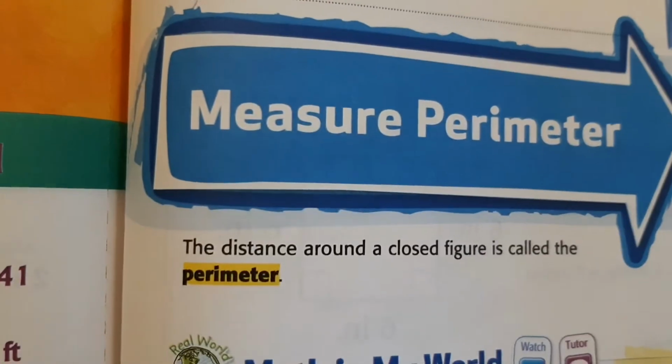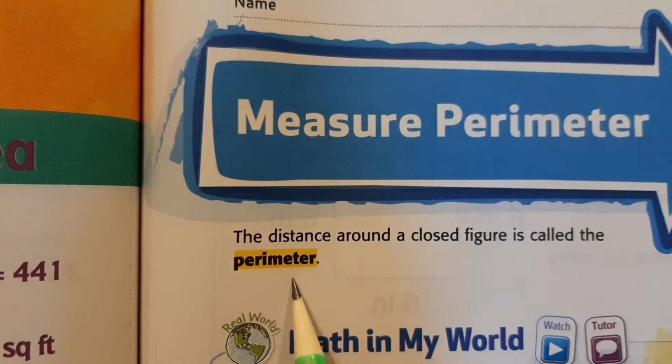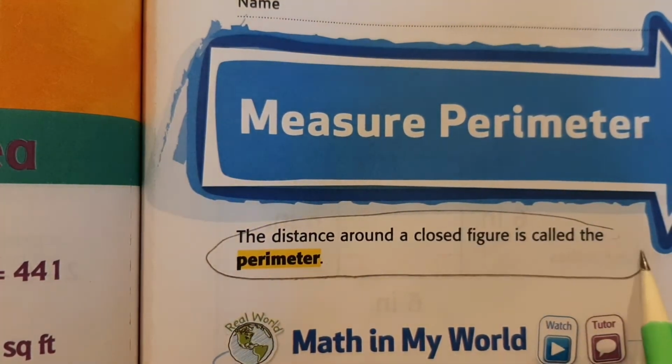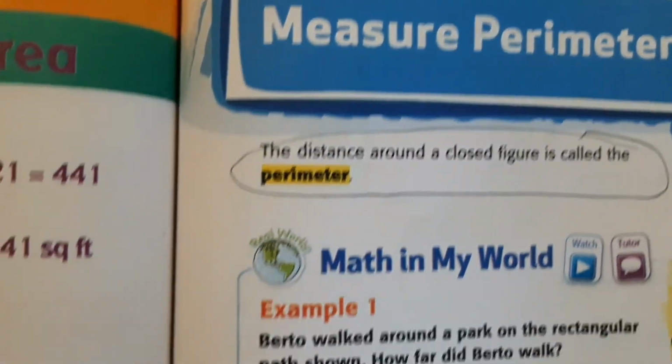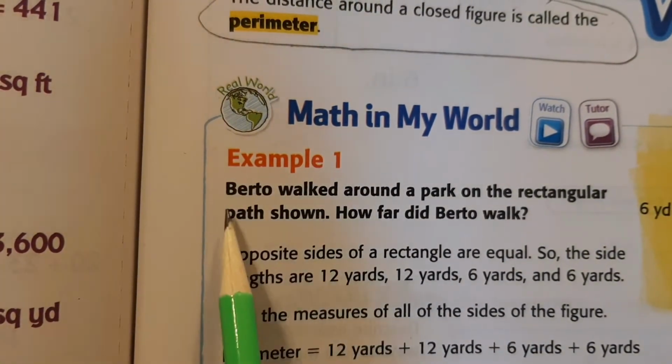Let's take a look at our book. We are on page 825, measuring perimeter. And here it says, the distance around a closed figure is called the perimeter. Why don't you circle that right now? Okay? So let's take a look. We're going to be talking about rectangles today and squares.